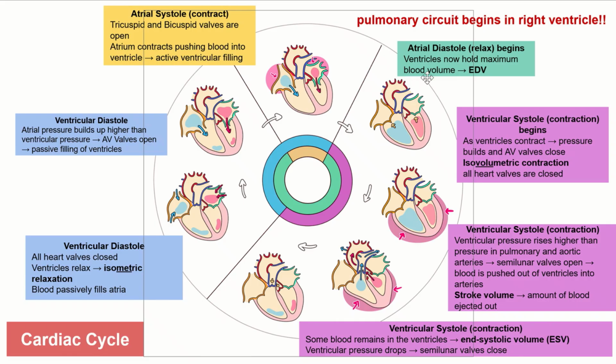Atrial systole ends and atrial diastole begins. The atria are relaxed and the ventricles now hold the maximum blood volume. So here is the maximum blood volume.